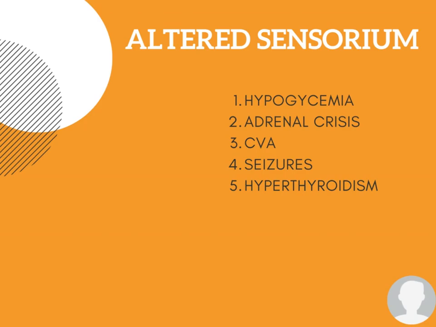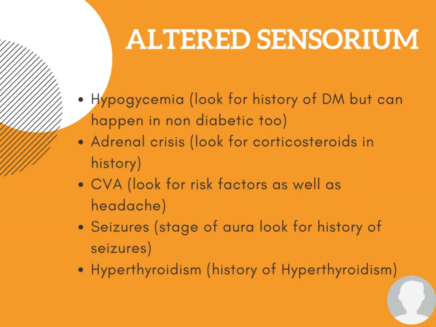Coming to altered sensorium, this basically means that the patient starts behaving in a bizarre way. He's not having proper senses. He's sort of having some delusions. And this can happen in different situations like hypoglycemia, adrenal crisis, stroke, seizures before having the attack, the stage of aura, and hyperthyroidism. So let's see how we can rule these out. So hypoglycemia, again, the same things, the medical history, adrenal crisis also, the medical history. For the stroke, look for some risk factors, and seizures, again, look for the history. Hyperthyroidism will, again, be history. So see how important it is for us to look at the medical history along with the other conditions, right? To rule out the different probabilities that can present with a particular chief complaint.